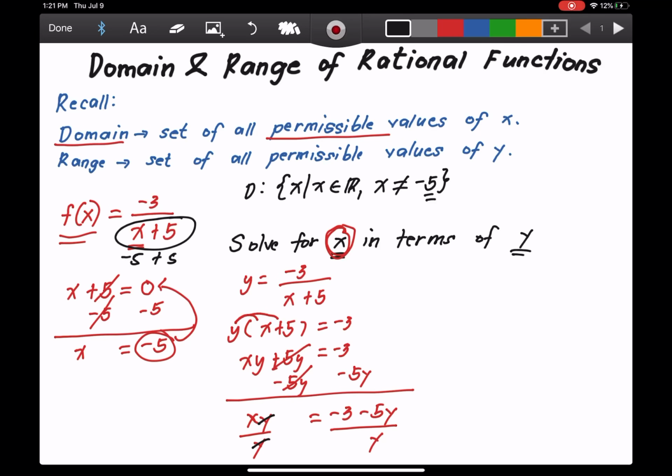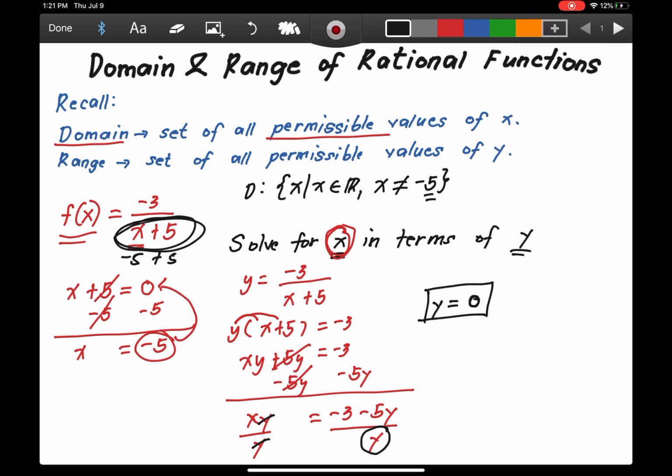So ngayon, gagawin natin ay gagamitin natin yung ating ginawa kanina para makuha yung domain dito. Okay? So we are going to get also the denominator, that is y, and we equate that to 0. At ito yung bawal sa range natin.